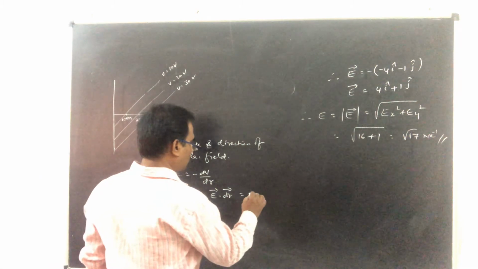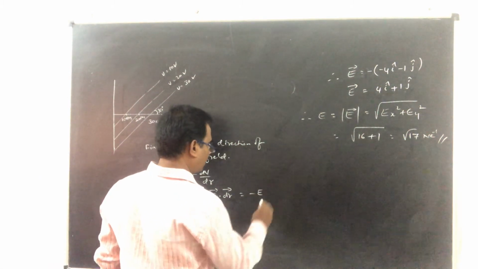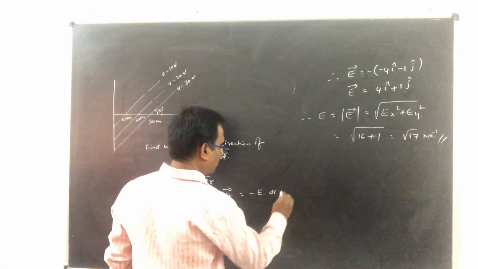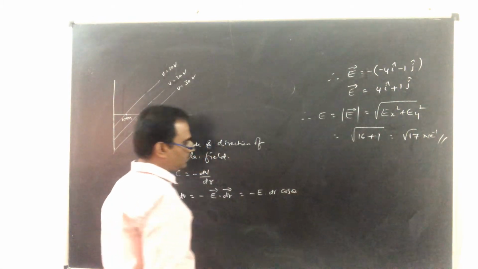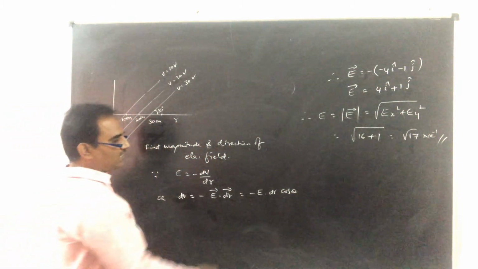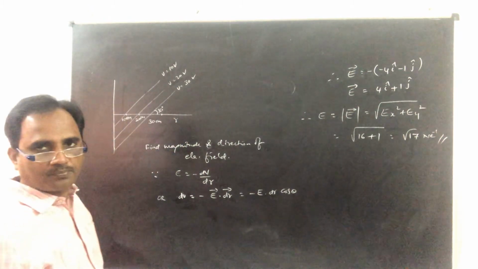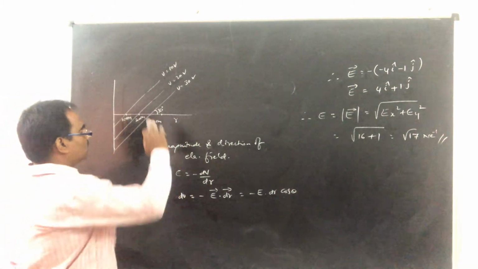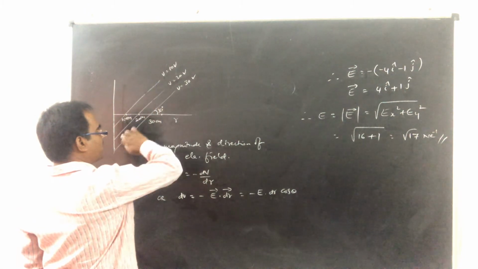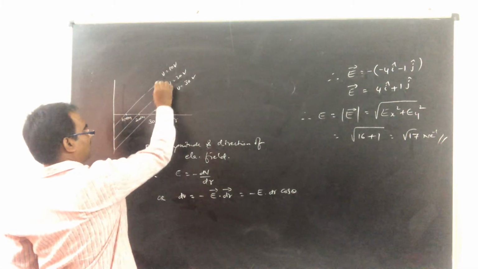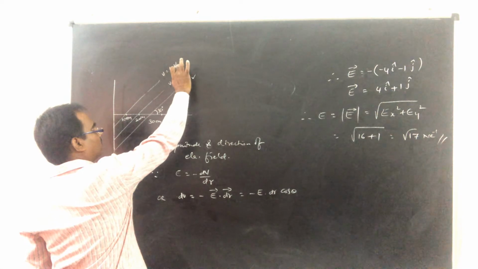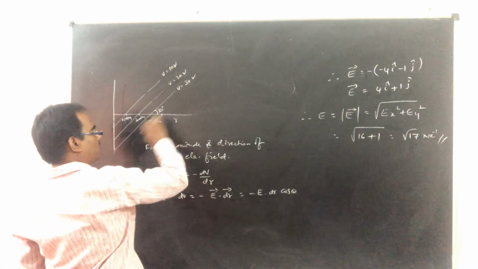So this is minus E dr cos theta. What is this theta? It is the angle between E and dr. See, these are the equipotential lines. That means along this line in the electric field, the potential is the same. Here also it is the same. Here also it is the same. 30 volt.